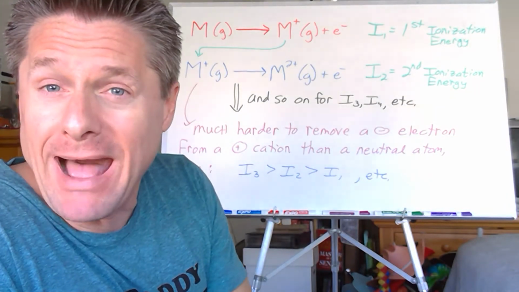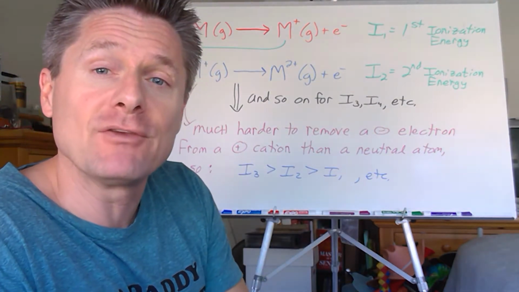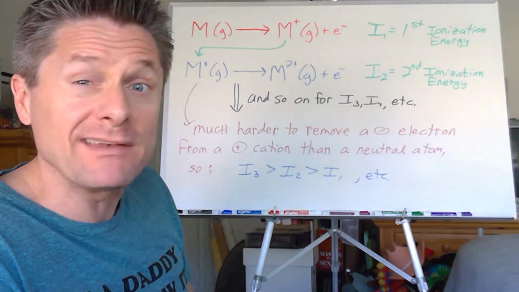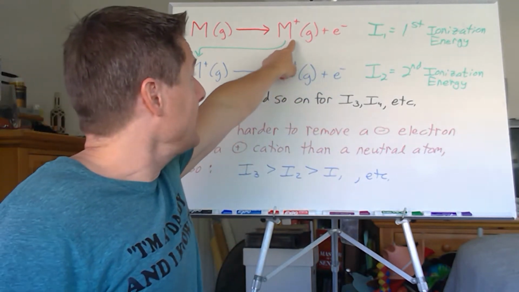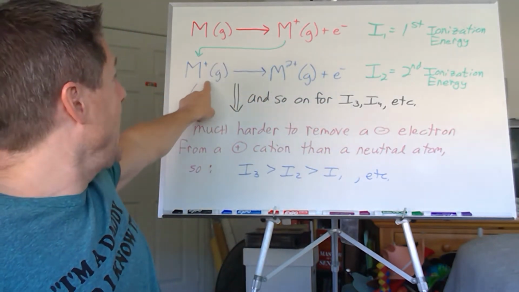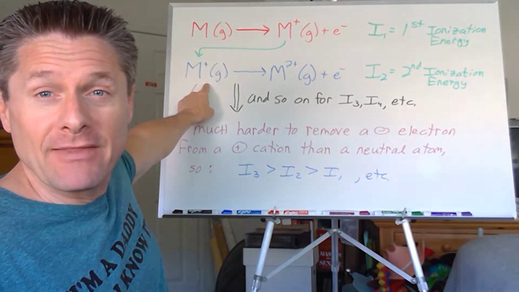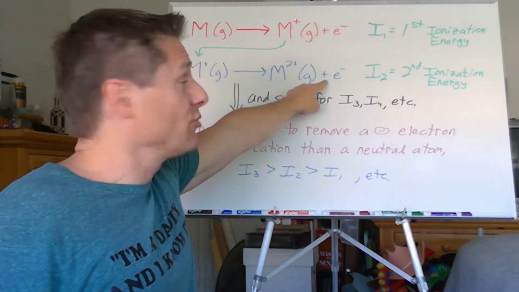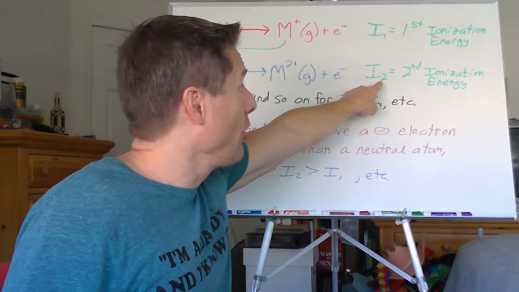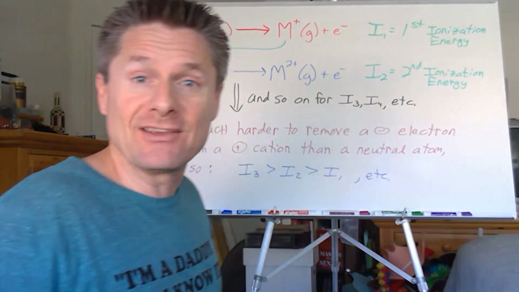We know that's going to be a positive value. We'll look at some typical values in a second. I want you to get the basic qualitative concept here. Now, if we want to take another one out, well, let's bring that +1 metal cation in the gas phase down. Now we've got to strip a second electron off. Well, that would be called I2, or the second ionization energy.